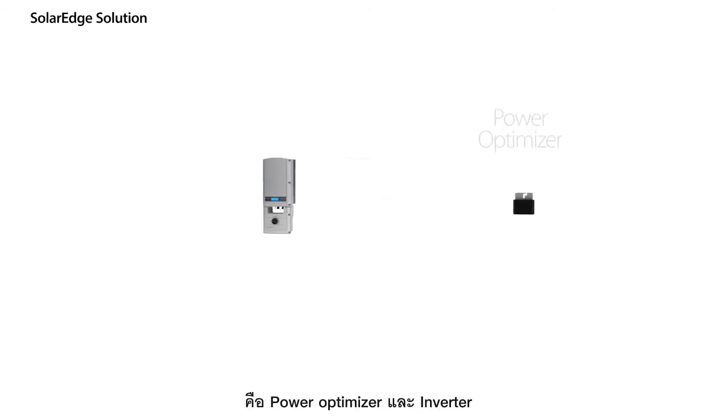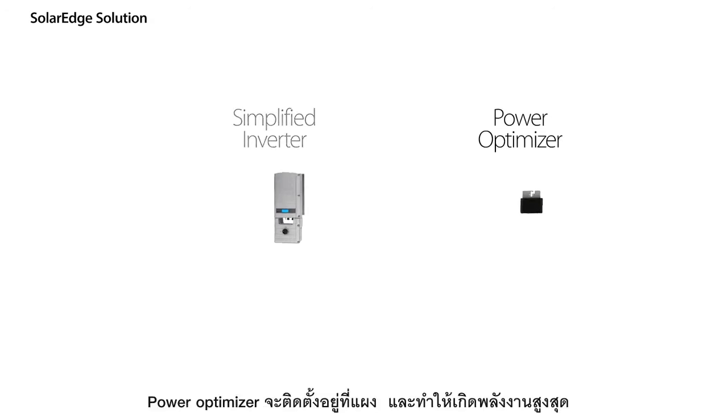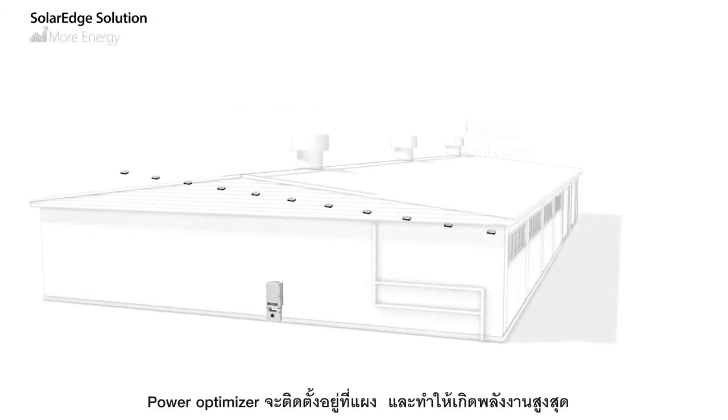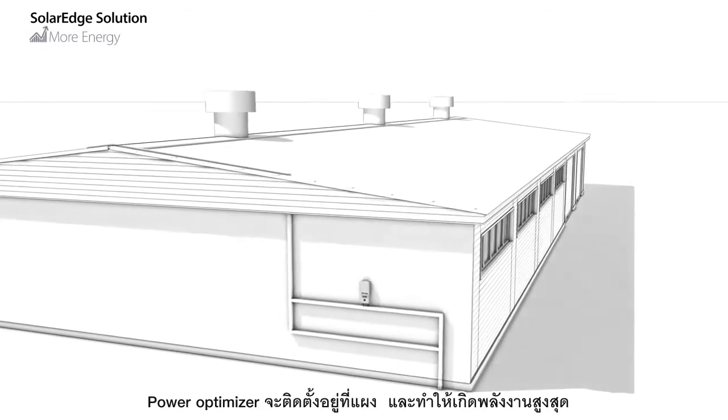Our solution splits the traditional inverter functionality into two products: the Power Optimizer and a simplified inverter. The power optimizers are located on the panels, turning them into intelligent panels.